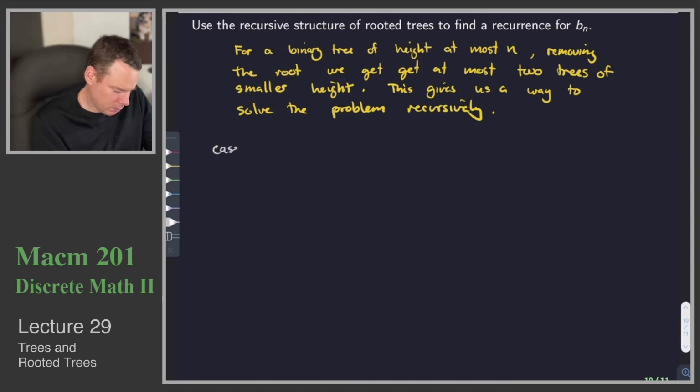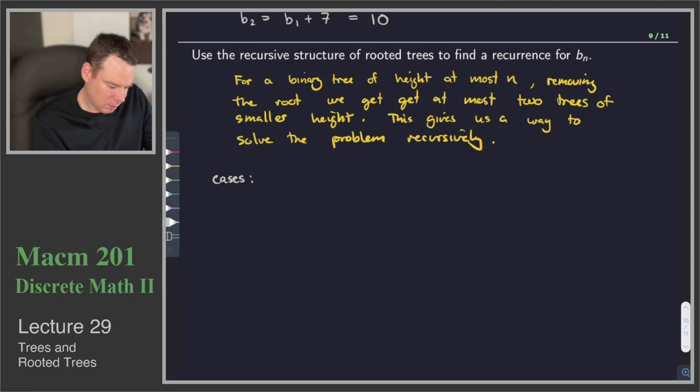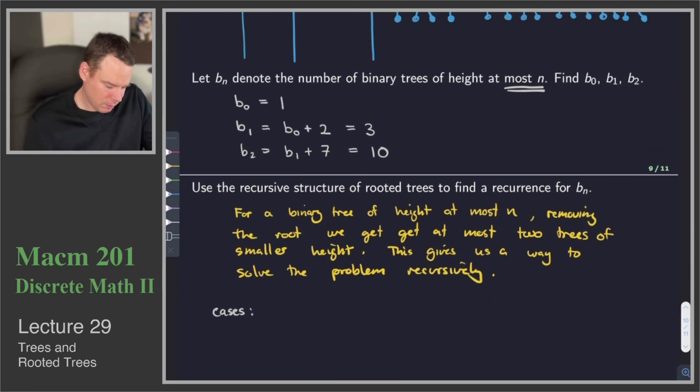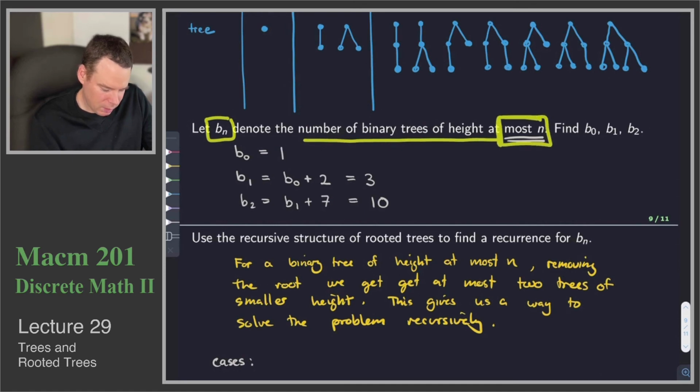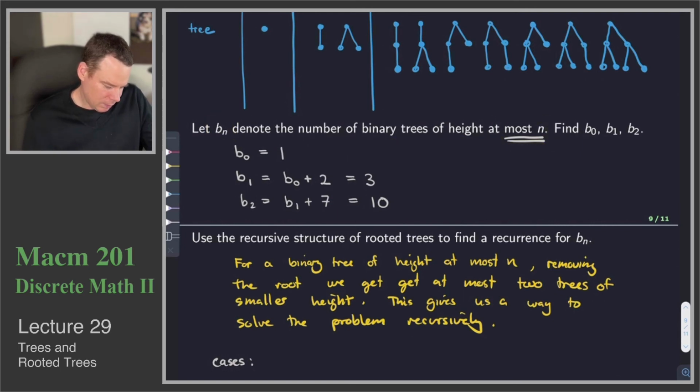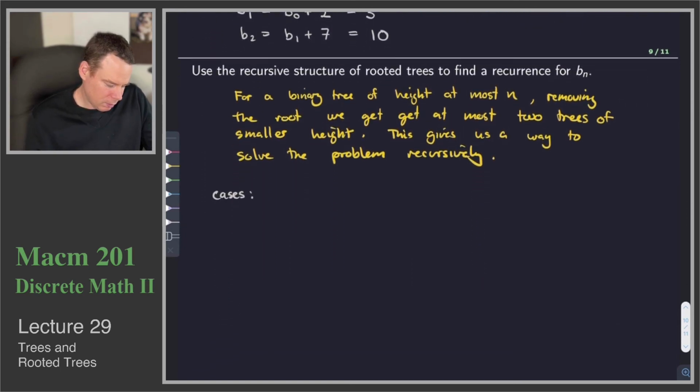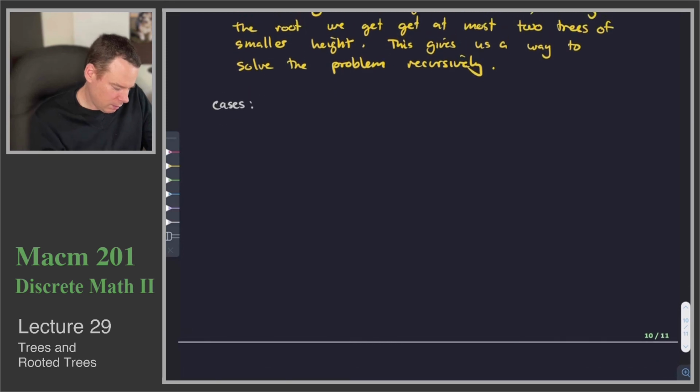So what are the cases that we have? Again, the key fact here, one that we have to pay very close attention to, is that Bn is the number of binary trees of height at most n. At most n. Not exactly n, but of height at most n. So what are the cases then that we're going to consider?